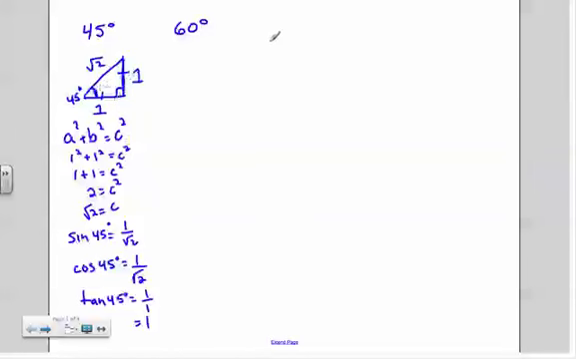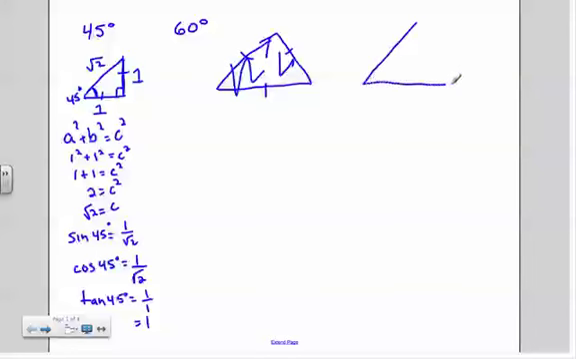Now 60 degrees doesn't come from a right triangle to begin with. I'm going to start with an equilateral triangle. So pretend that that's equilateral and all of those sides are the same length. SOHCAHTOA only works with a right angle. But what I can do is cut this. Actually, I'm going to make a nicer diagram. A little bit nicer anyways. So what I can do is cut this in half and make a right triangle.